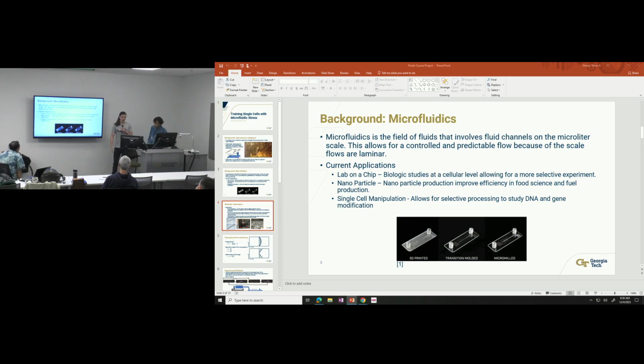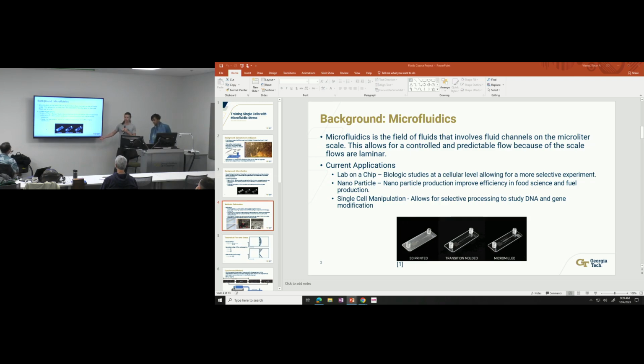In my lab, we're a microfluidics lab, and we stress cells out using microfluidic channels. Microfluidics is on the scale of the micron; typically you want to use microliters. It is a very small amount of fluid that produces a very laminar flow, and it's also very predictable. For the current applications, we'll go through them real quick. There's lab on a chip, which is pretty much biology on the single cell level.